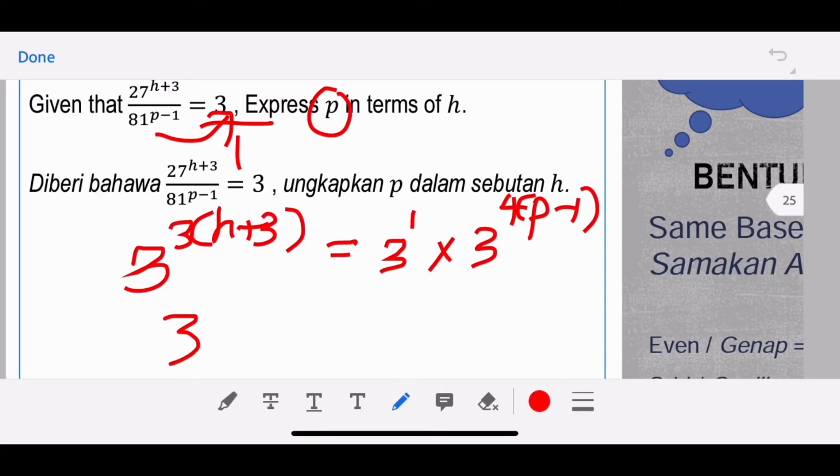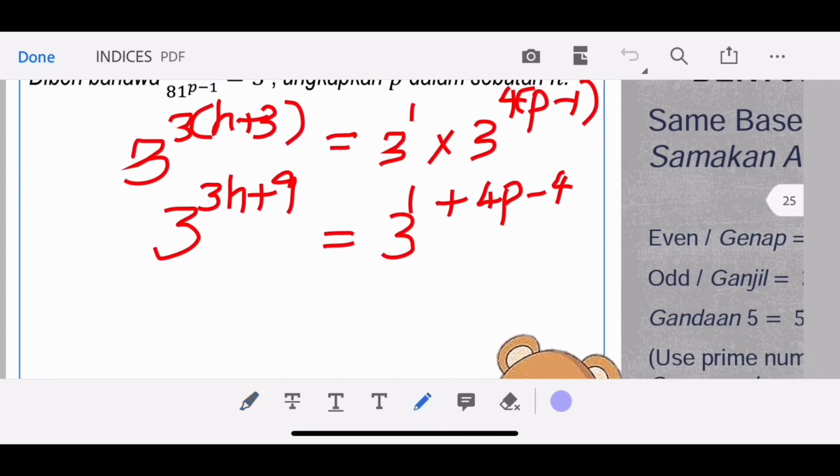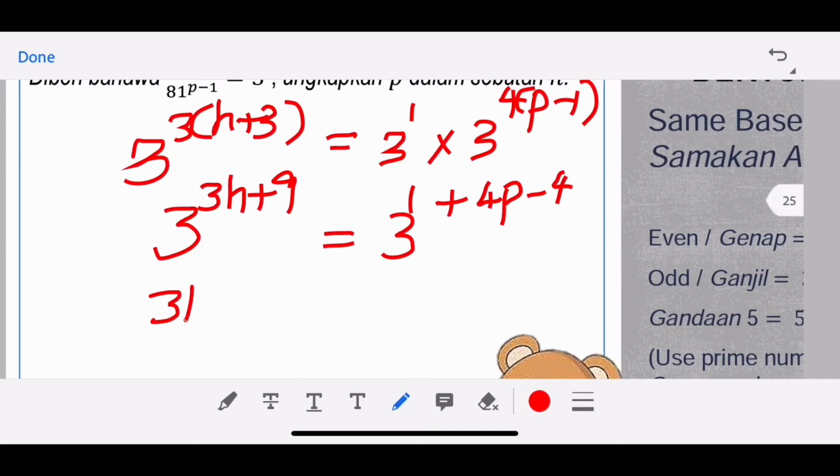So now you have to take the power 3h plus 9. Okay, remember the 3 times 3 is 9. And then the 1 must plus with the 4p minus 4, right? So, okay, now we are having the same base. So, after the same base, we can just focus on the power. 3h plus 9 is equal to 1 plus 4p minus 4. Okay, so it will be 4p minus 3, right?